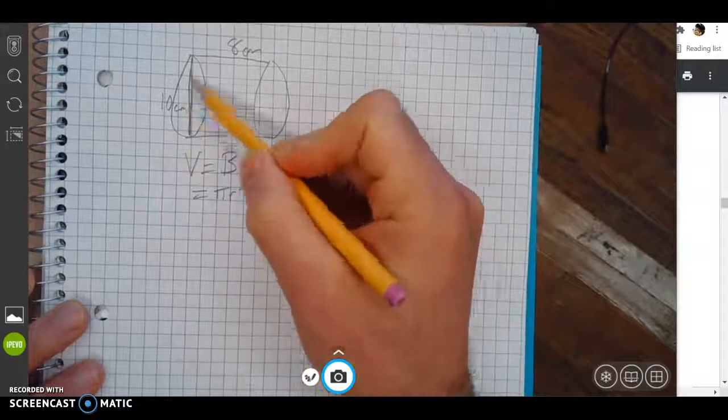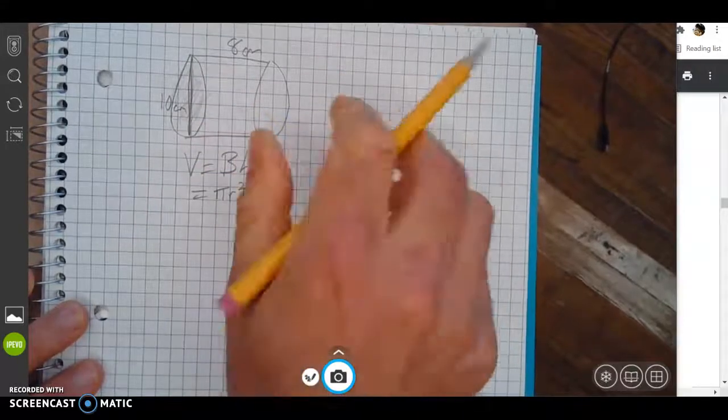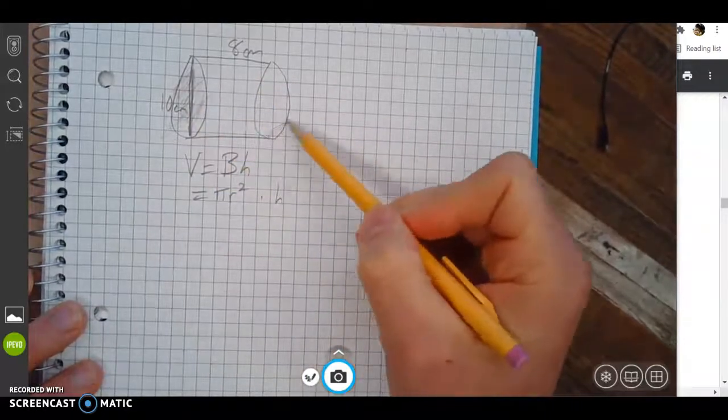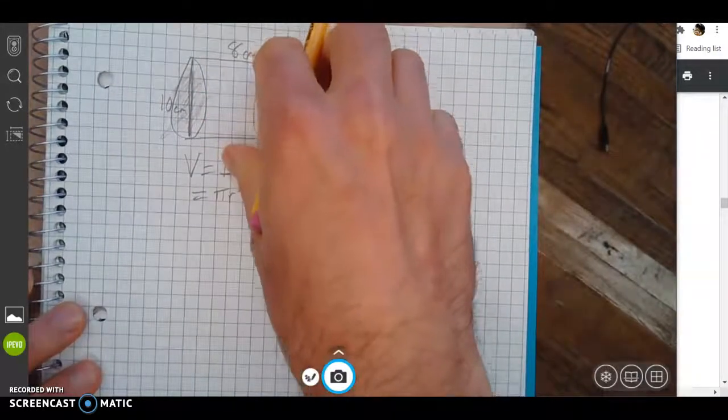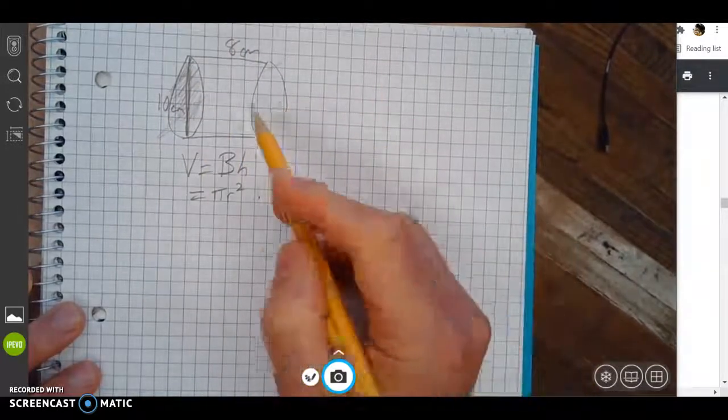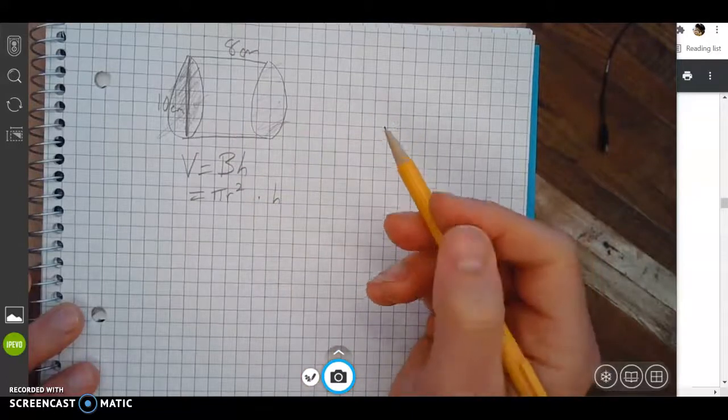So this is still the base. Even though it's on its side, that's still the base. So the base is still the circle. Don't be fooled by that. It doesn't necessarily mean the bottom. It means just the two parallel sides. Okay? What is parallel and congruent?